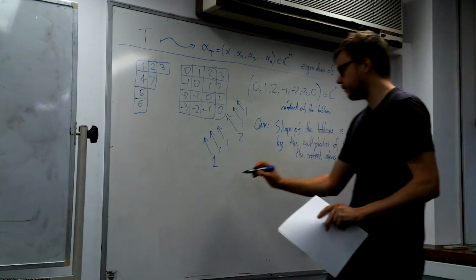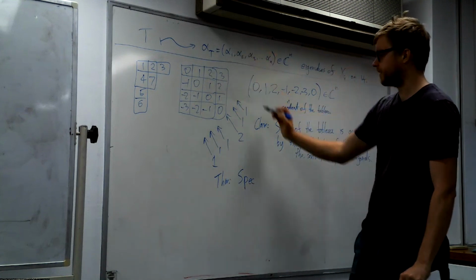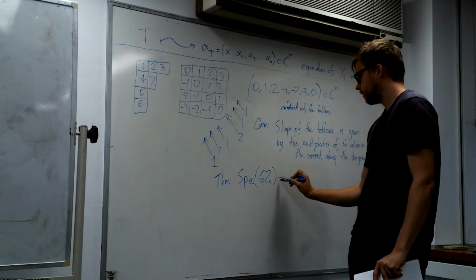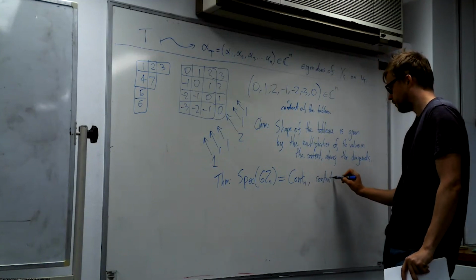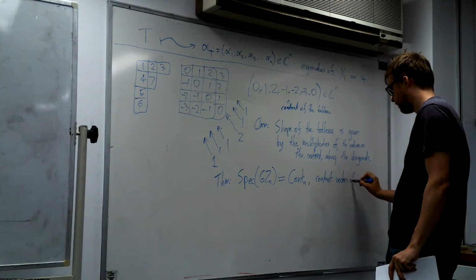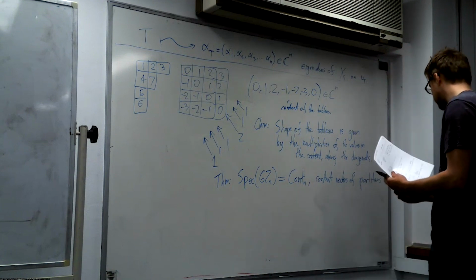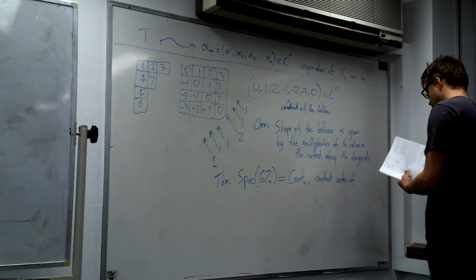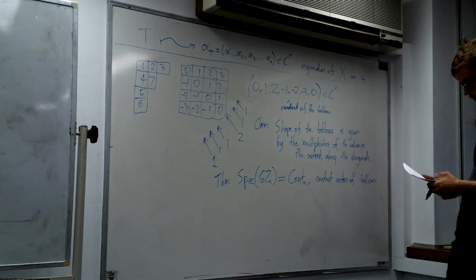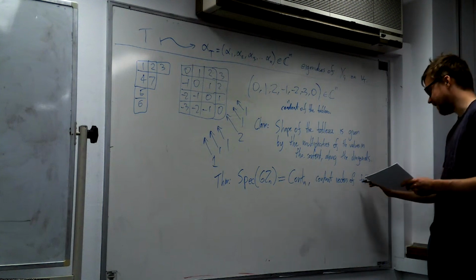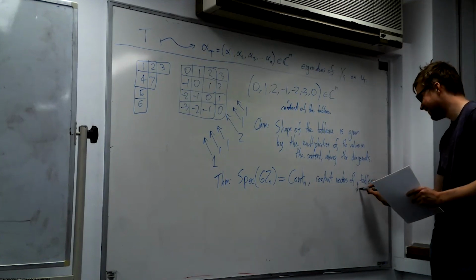And so then the theorem is that the spectrum, as in this subset, is exactly the set of content vectors of tableaux. And a tableau, if you want to be picky. I don't know enough to know exotic types of tableau. Well, I know that there are exotic ones. Maybe I should be more careful.